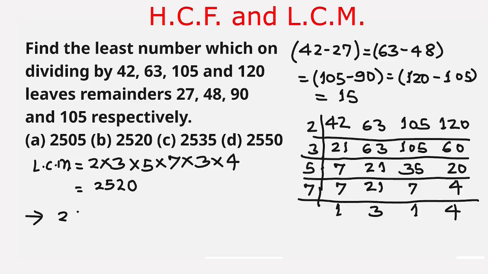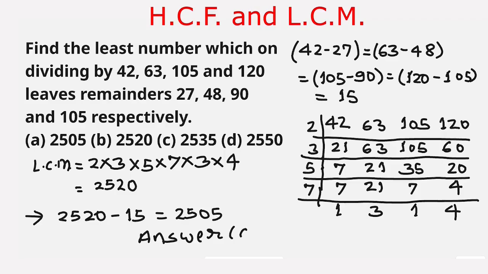So 2520 minus 15 is equal to 2505. And from the given options, our answer is option A, 2505. I hope you have understood both the methods of solving such type of questions. We go to the next question.